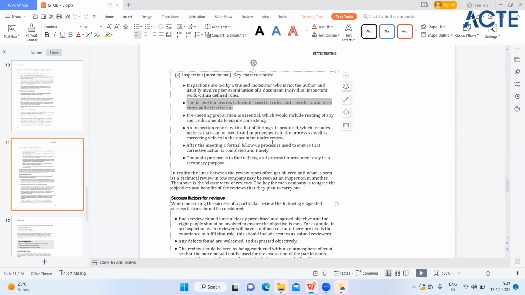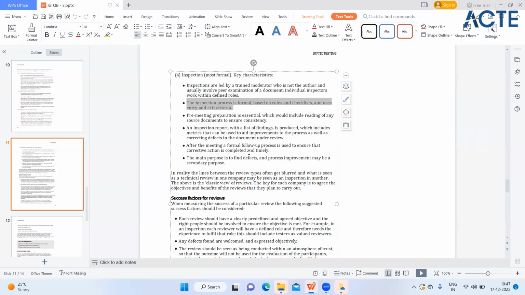See, it is not important, like we have just checked, that in every process we have to prepare one report at the end, whatever defects we have found, how much time it will take, and everything. So it is not necessarily required to make that report in the technical review or walkthrough, but in inspection, it is very important to provide entry criteria, exit criteria, and prepare that report document.